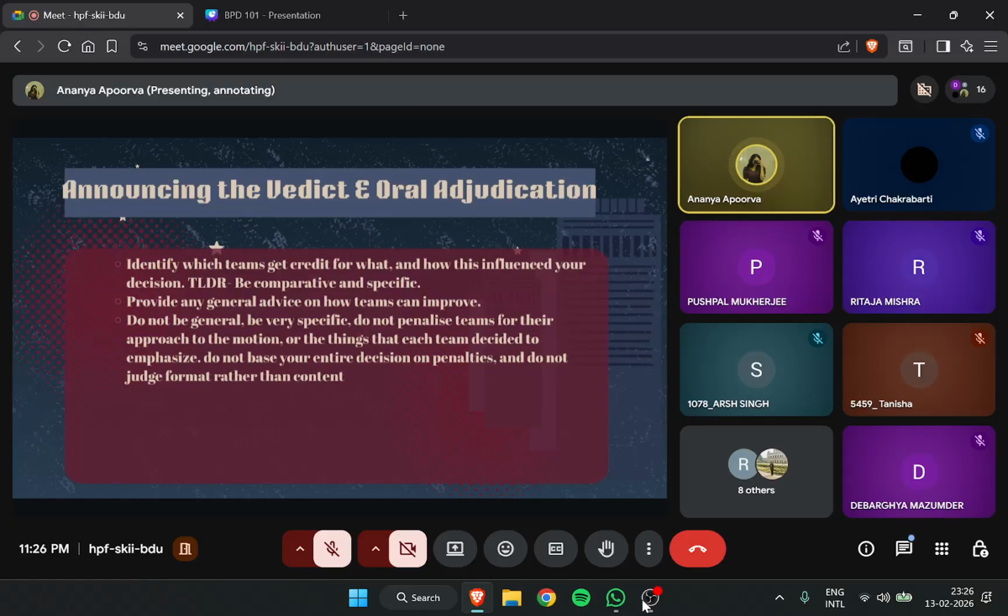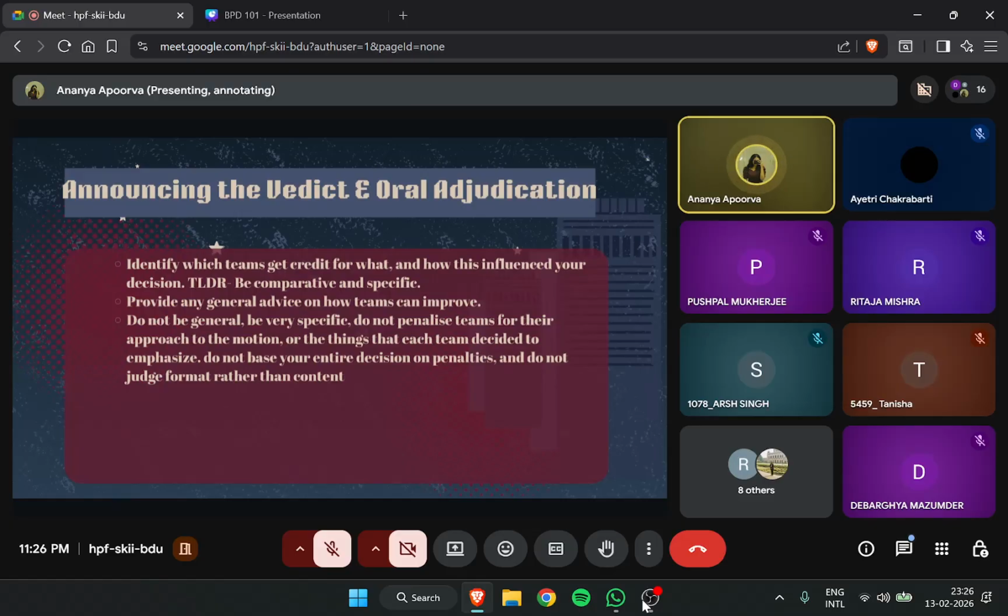Again, do not penalize teams for their approach to the motion. For example, you cannot go ahead and say that you should have said this particular thing about this motion, and just because you did not say it, I'm going to rank you last. That is not the analysis that you want to do. You can tell them what approach they could have gone with when you're done with all the comparisons. During your comparison, you cannot tell the teams that you should have said this, and since you did not say this, you're ranking fourth. That is something that you cannot do.